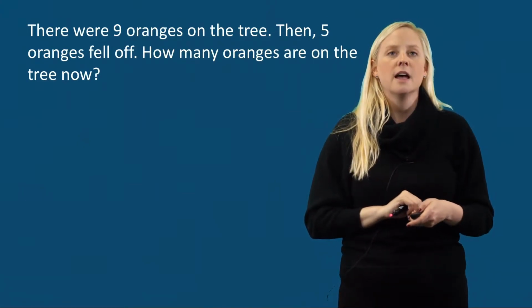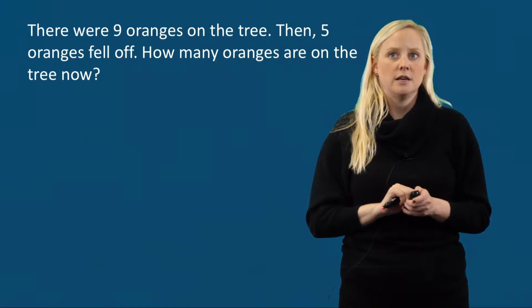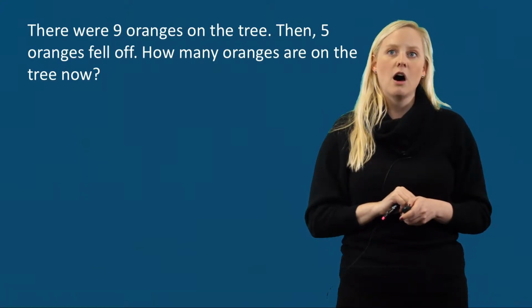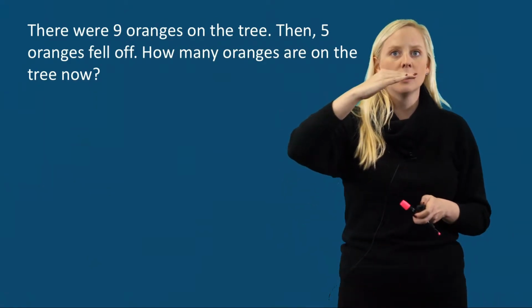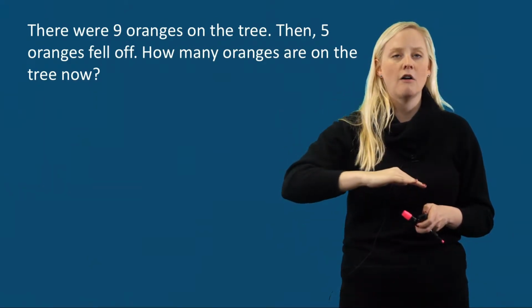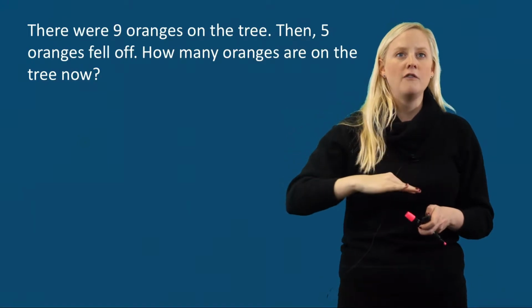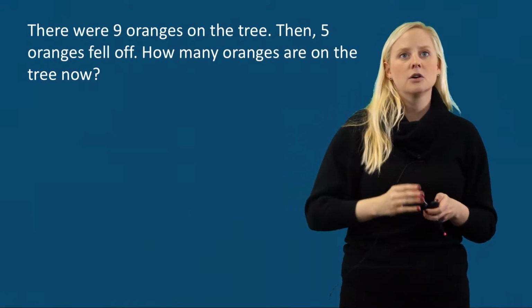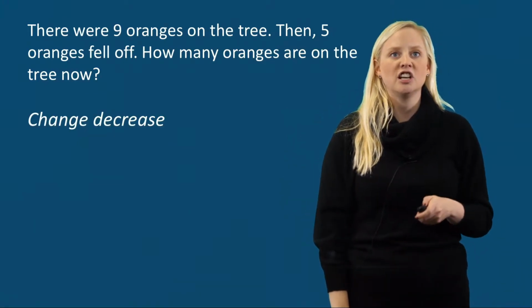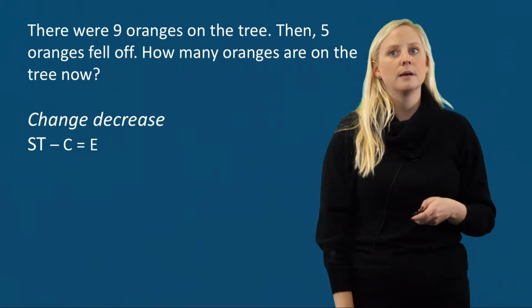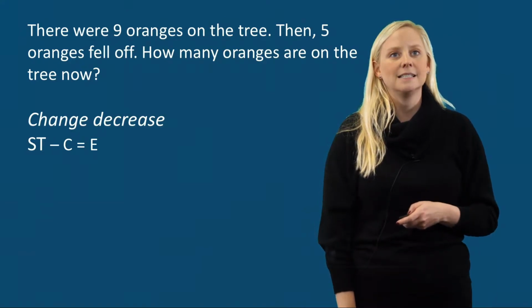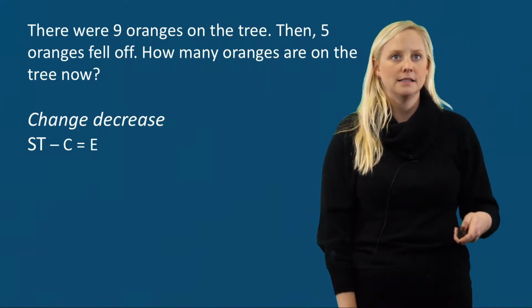This problem says there were 9 oranges on the tree. Then 5 oranges fell off. How many oranges are on the tree now? We had some oranges, then some fell off. If oranges fell off the tree, our amount is decreasing. So we identify this as a change decrease problem. So for a change decrease problem, we would use the equation ST minus C is the same as E.